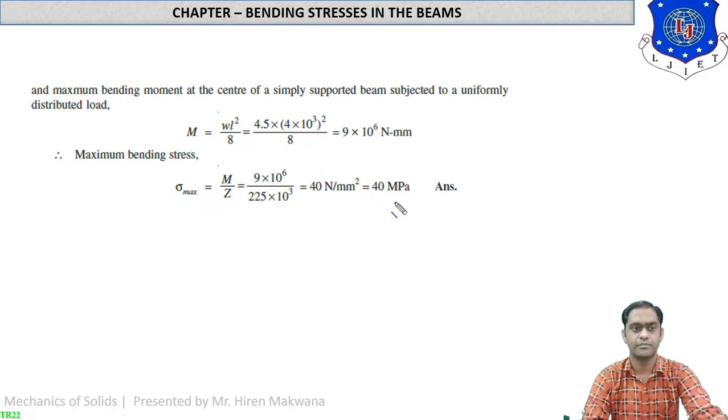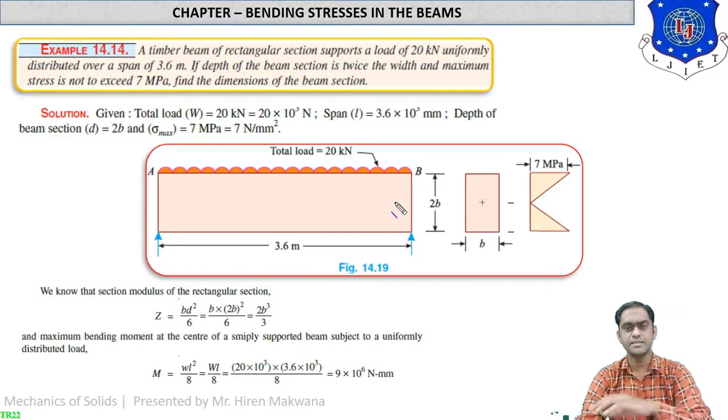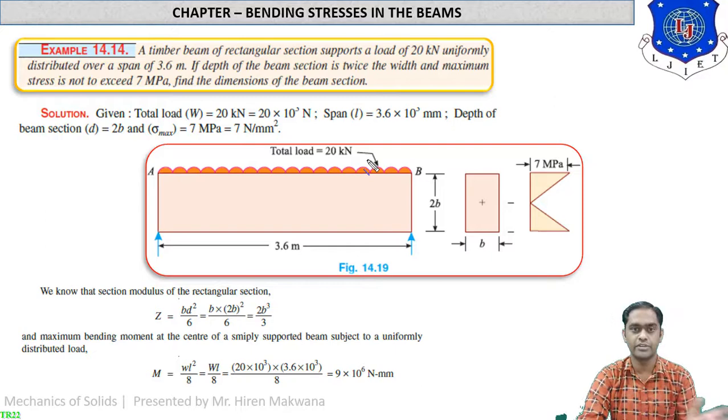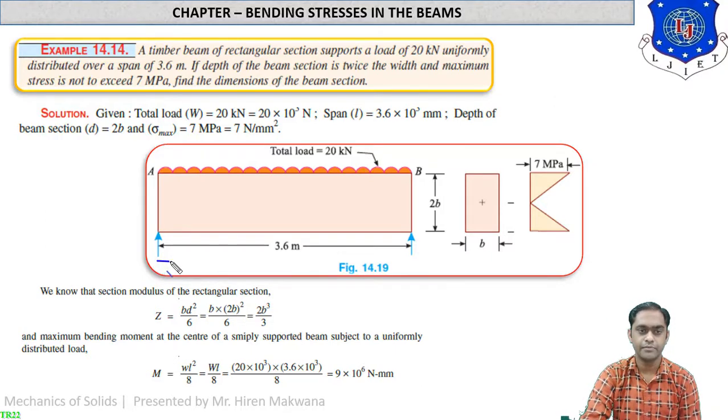So now let us take one more example. This is a similar type of example, in which a simply supported beam has two support reactions RA, RB, and a UDL is acting. Here it is written 20 kN uniformly distributed over a span of 3.6 meter. So the span is 3.6 meter but the UDL is 20 kN, so we have to write over here 20 kN per meter.